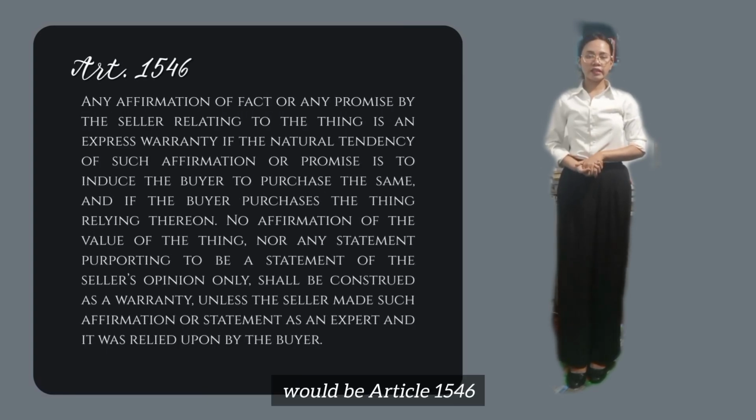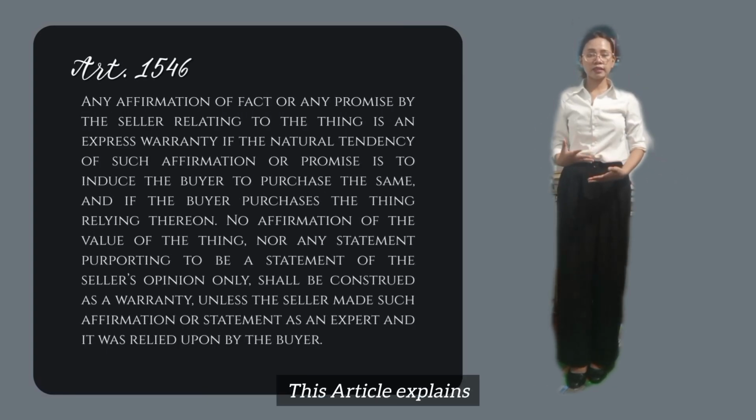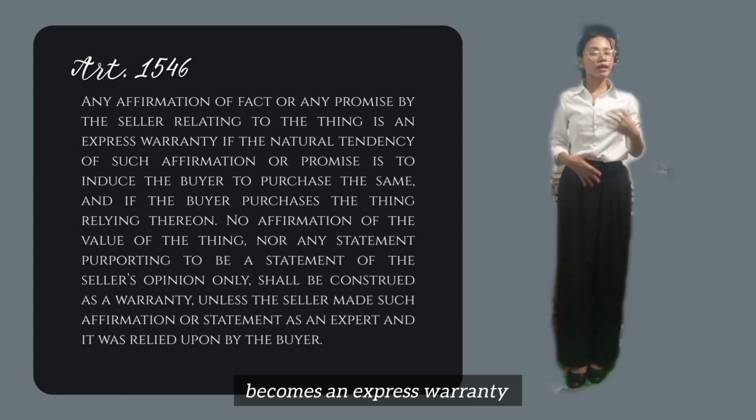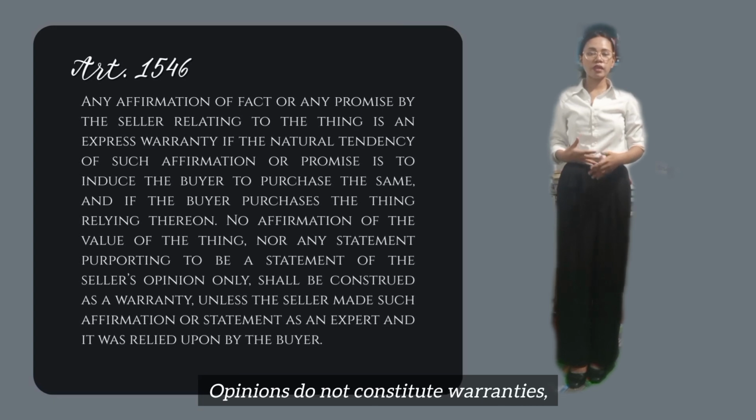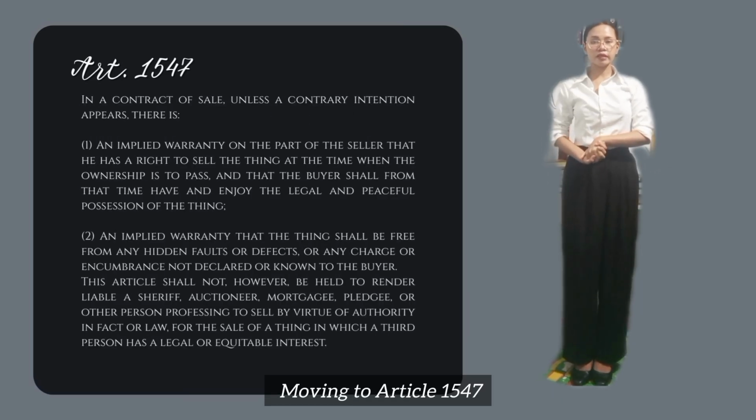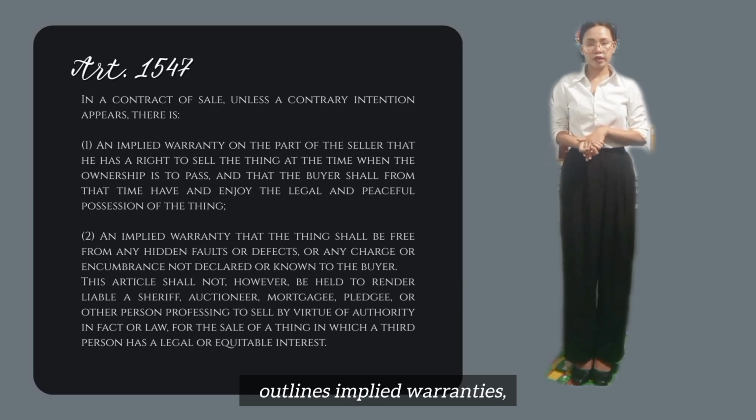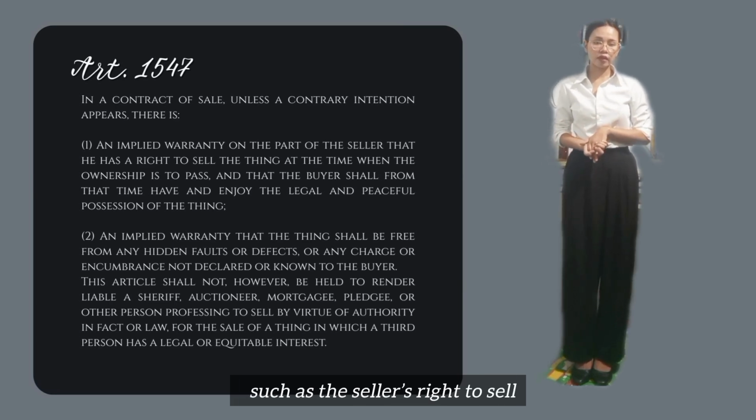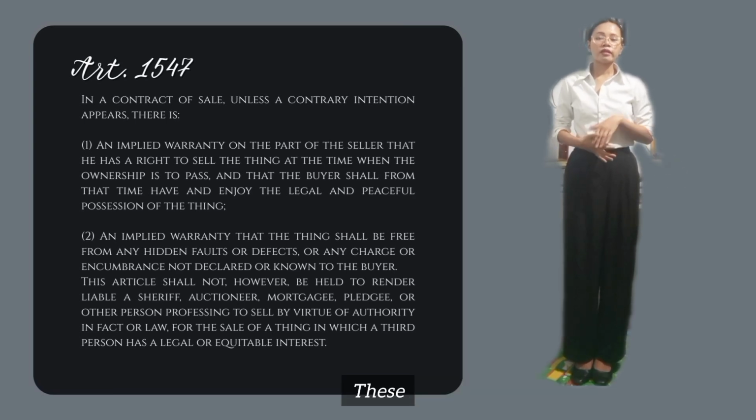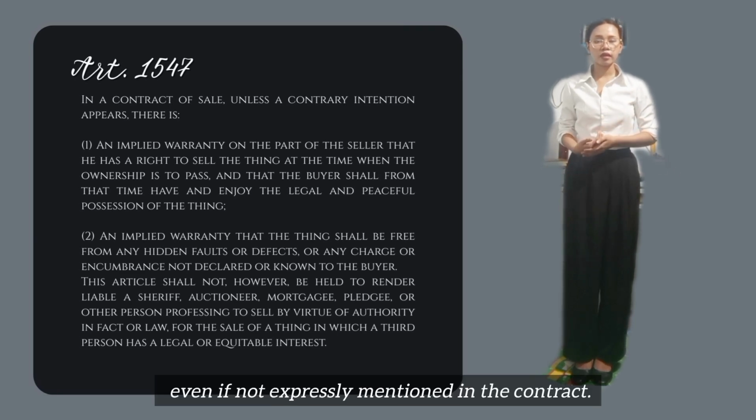The next article would be Article 1546. This article explains that any affirmation of fact or promise made by the seller that induces the buyer to purchase becomes an express warranty. Opinions do not constitute warranties unless made by someone with expertise. Moving to Article 1547, basically this article outlines implied warranties such as the seller's right to sell and the guarantee that the item is free of hidden defects. These warranties exist even if not expressly mentioned in the contract.